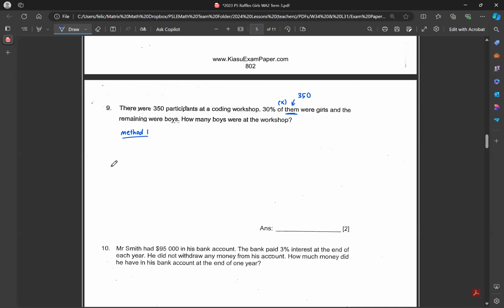Okay, if I say half of something, half of $10 means half times $10. Of course, you can say $10 divided by 2. But if I want to use the fraction, half times 10. So same idea over here. Okay, so if I were to find the girls, 30% were girls, means I can use 30 over 100. So change to the fraction, multiply by the 350 people.